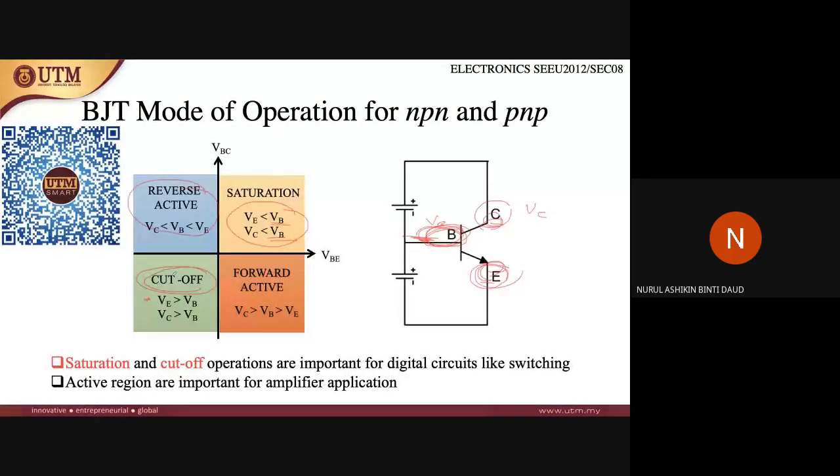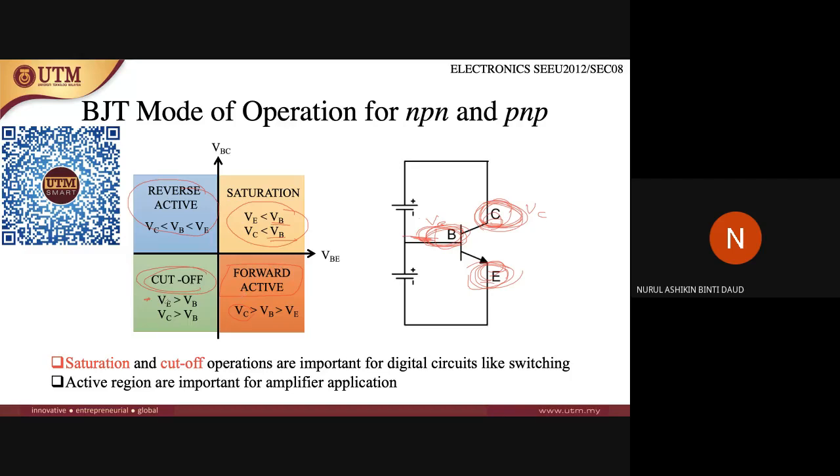Next, to determine whether the transistor is in forward active, you need to identify that the voltage at the collector is bigger compared to the voltage at the base and the voltage at the emitter. The voltage at the collector is larger than the base and also the emitter, so the transistor is in the forward active region.